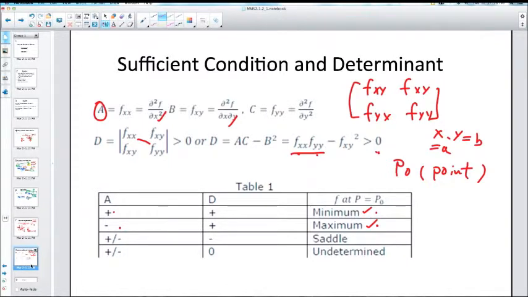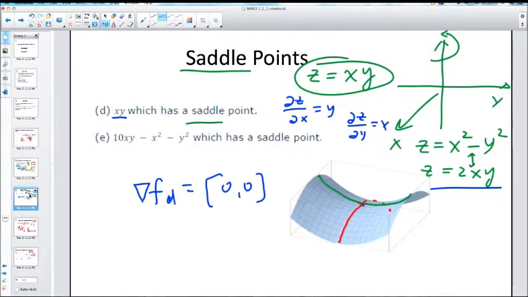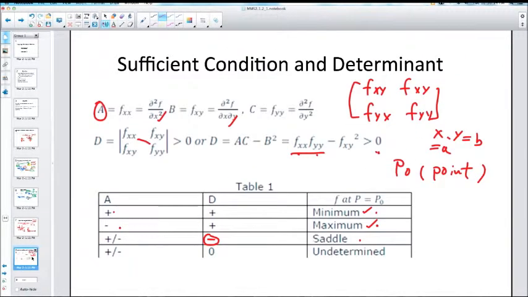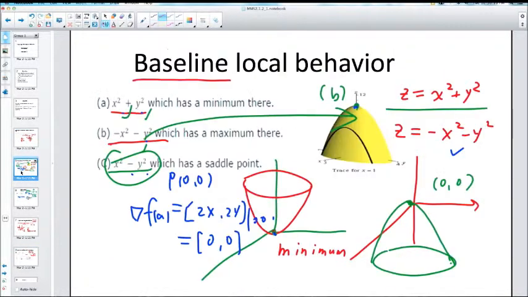On the other hand, if the determinant is negative, you have neither a minimum nor a maximum. It's going to behave like this. And we can check the three cases easily. Let's check this determinant quickly.